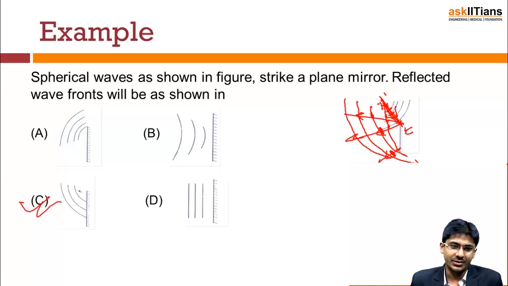So if you see in this figure, you can draw the ray. What will be the ray for this wavefront? Perpendicular to this, at this point will be this, perpendicular to this will be this, this will be this. So if you join, this will be the ray. So you can easily see that this ray will be the reflected ray of this ray. So this is how we can solve the questions.